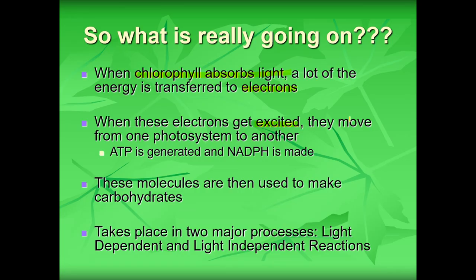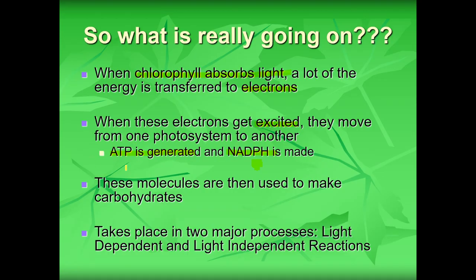Now, in the process of moving from photosystem to photosystem, just like what we saw in cellular respiration, as the electrons move, hydrogen ions get pumped. And so through that process, we're going to generate some ATP, and we're going to generate some electron carriers. Now, here you can see something called NADPH. This is very similar to NADH. It just has a phosphate. Okay. Once again, electron carriers carry energy.